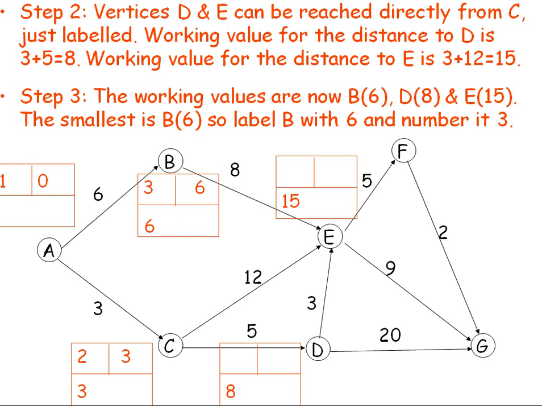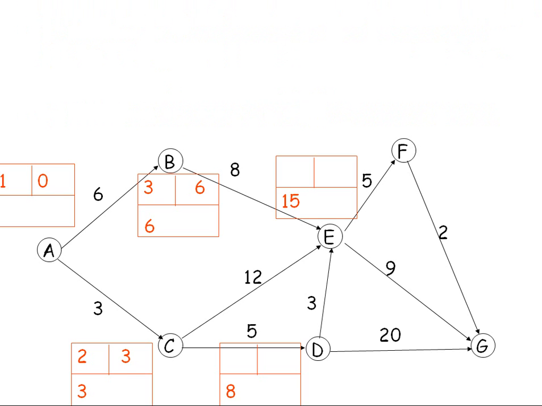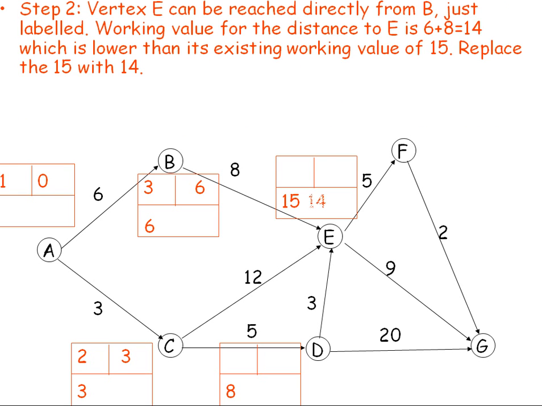Where can we go directly from B? E, and only E. So, to get to E from B, it's going to be the 6 plus the 8. What is 6 plus 8? 14. And because that's better than our 15, we now put that 14 in after the 15. And what you'd normally do is just put a light line through the 15 and cross the 15 out.